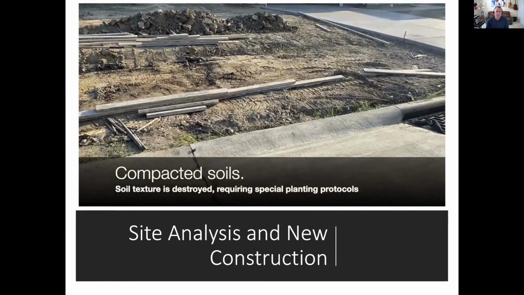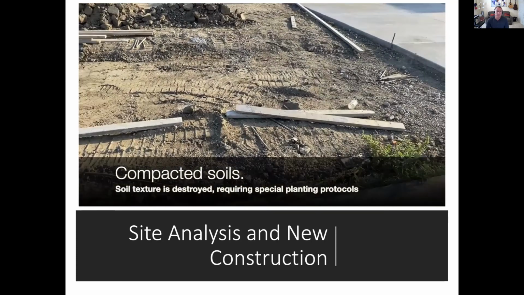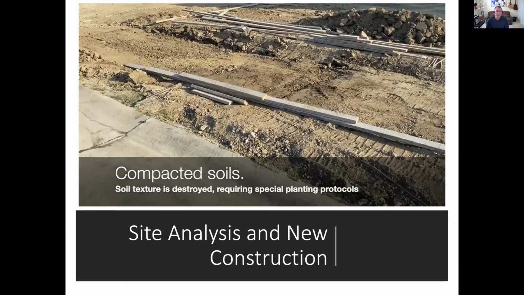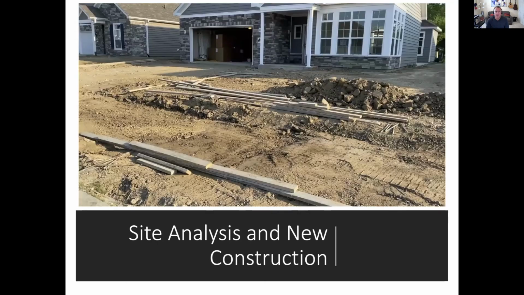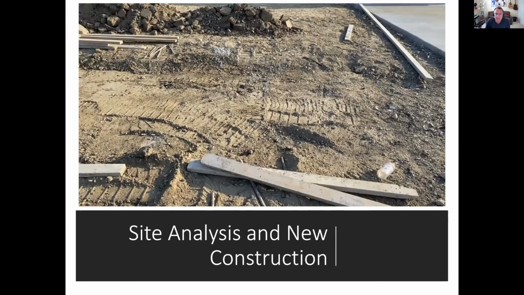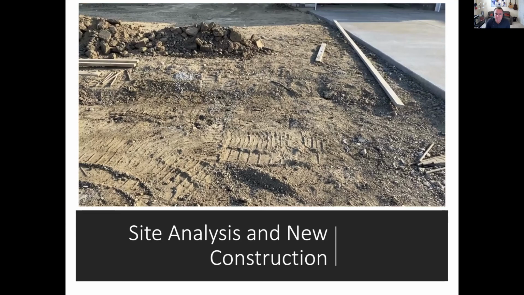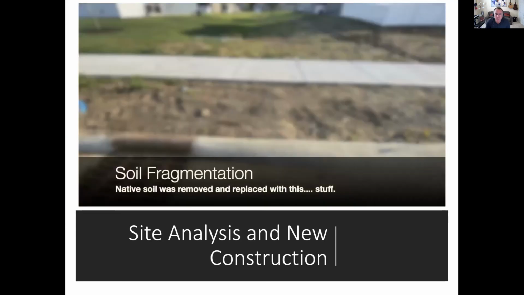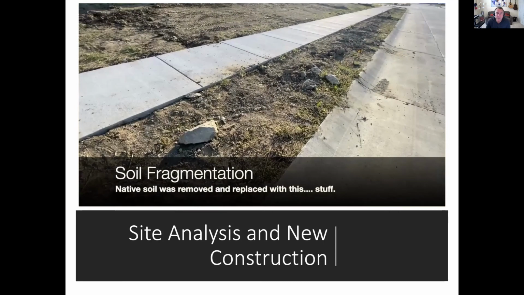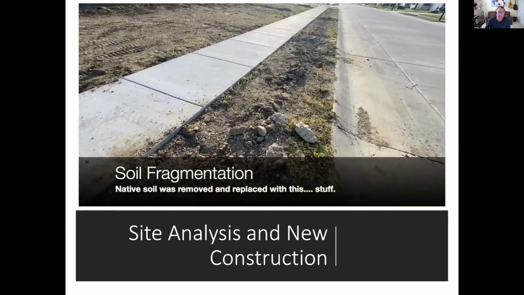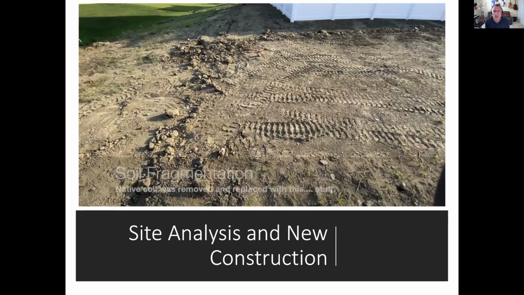Soil texture is often destroyed and compacted as a result. Building materials, and usually it's the impacts of that heavy equipment on those planting spaces. We often see very fragmented, blocky texture. Oftentimes, the native soil is completely removed and replaced with this. What this is actually, is dirt, not soil.